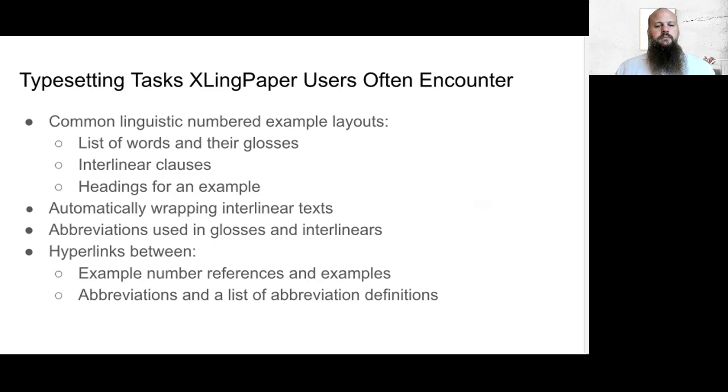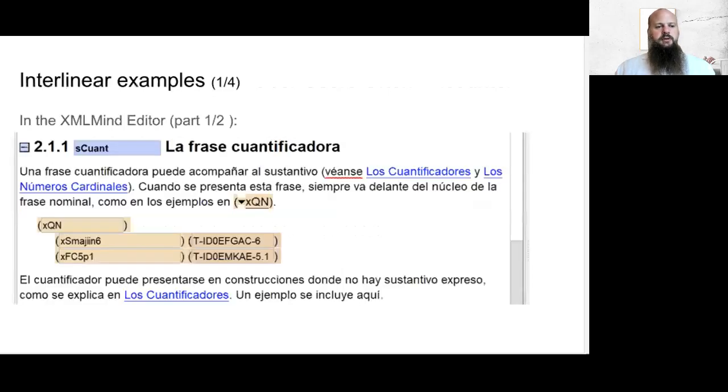So by way of an example, here's an interlinear example. So you can see the example XQN, and then we have 2 tiers of that. And that's just inside of a section, section 2.11. That's what it looks like in the user interface. And then we'll see in a few minutes what it renders to be.